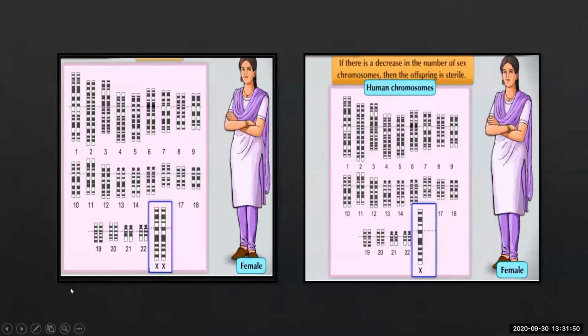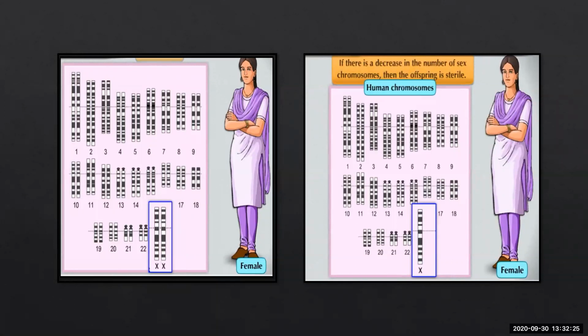You can see here these are the XX chromosomes. If there is a decrease in the number of sex chromosomes, then the offspring is sterile. Now we are going to study the disorders due to chromosomal abnormalities. The disorders that occur due to numerical changes in the chromosomes are known as disorders due to chromosomal abnormalities, which will produce offspring which are sterile.